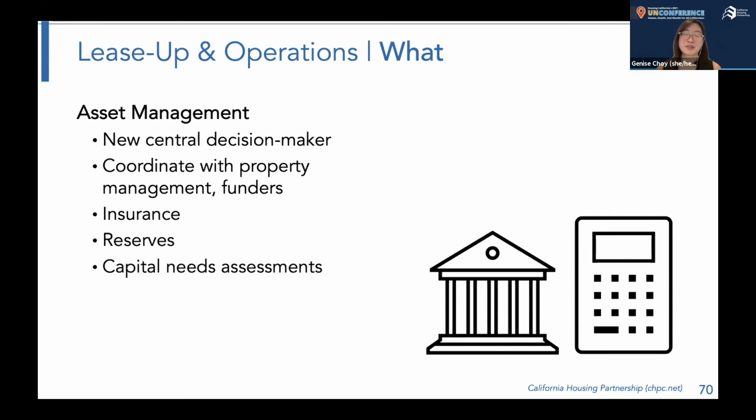And then you have asset management, who becomes sort of the new central decision maker. The developer and project manager pass the baton over to asset management. During the life of the property, during operations, asset management coordinates with the property management folks on site, with residents and with funders. They take the differing needs between those parties and find a path forward to make sure that the property remains physically and fiscally healthy. They take care of insurance and reserves, and they do the capital needs assessments every so often to see if the property needs physical work done.